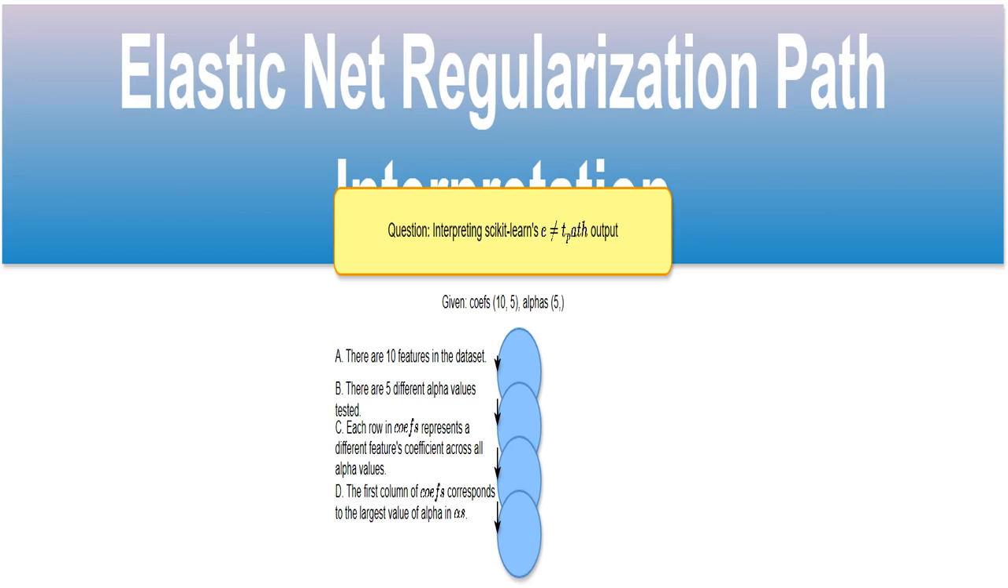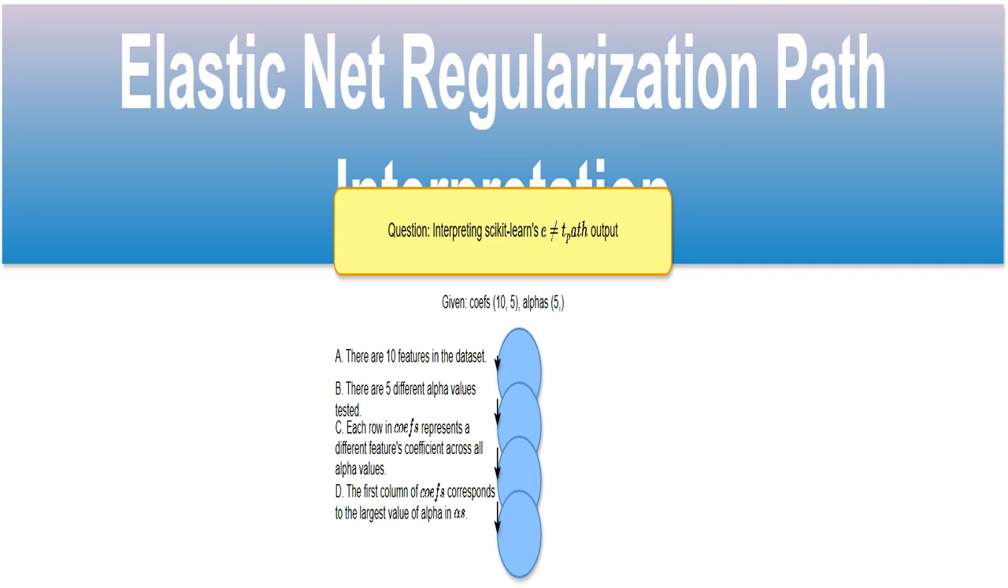This question focuses on understanding the output of scikit-learn's "enet_path" function, specifically how the dimensions of the arrays relate to the number of features and regularization parameters. I'll be explaining the meaning of the dimensions of the coefficient matrix and the regularization path. It's all about interpreting the results, not performing calculations.